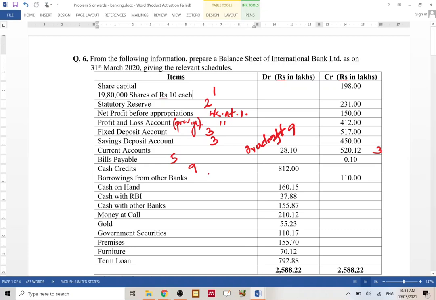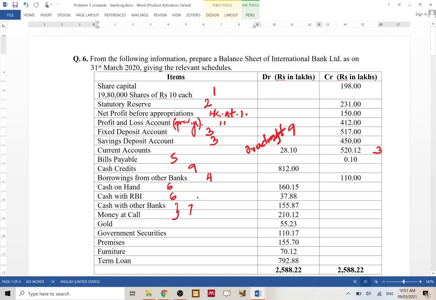Next is borrowing from other banks. So any borrowings go under schedule 4. Whether it's borrowings from banks or RBI, they go under schedule 4. It's a liability. Remember 1 to 5 are liabilities. Schedule 1 to 5. Next, we have cash in hand. We have cash with RBI and this will go under schedule 6. So these are our assets. From schedule 6 onwards are assets. Then cash with other banks and the money at call, both of these will go under Schedule 7.